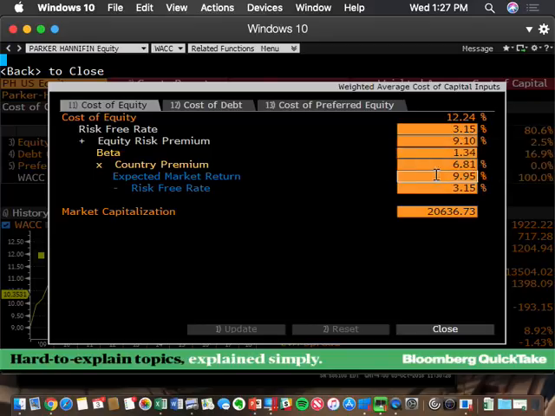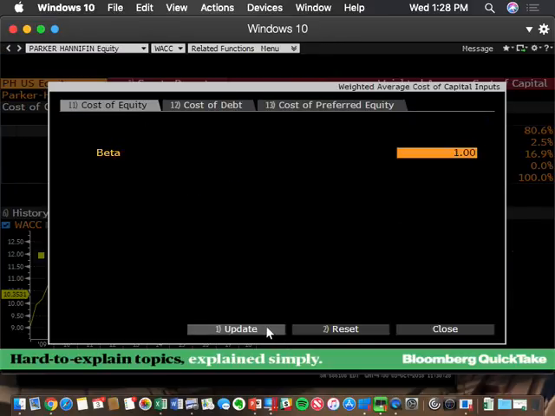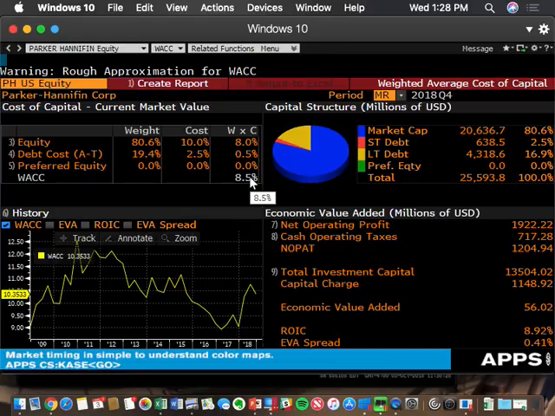So if you really think about this, what would cause the cost of equity and the WACC to be lower? You can play around with this. I would basically need to change the beta to 1, update this, and see that that gets me a whole lot closer to 8%. So if I really think about what's happening to Parker Hannifin, I'd have to ask, what's driving beta? What's driving beta is this is a cyclical business that's had a lot of volatility in their stock price over the last 2 years.